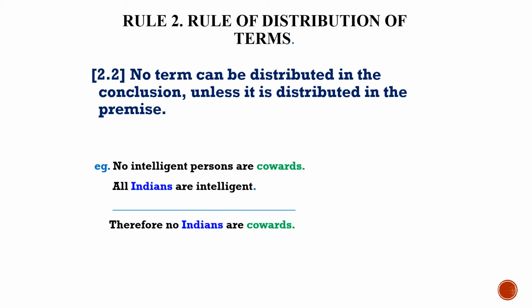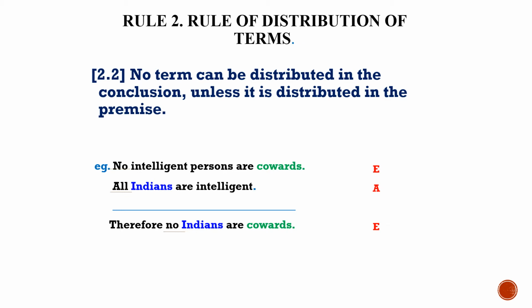Now, let us take an example to understand this. No intelligent persons are cowards. All Indians are intelligent, therefore, no Indians are cowards. So, here the first premise has no in it, so it's an E proposition. The second premise has all in it, so it's an A proposition. The conclusion has no in it, so it's an E proposition.